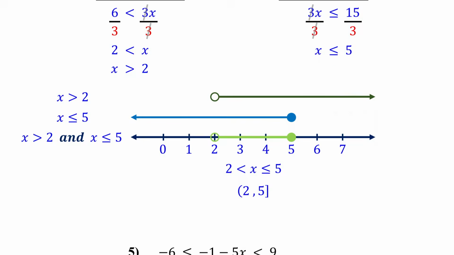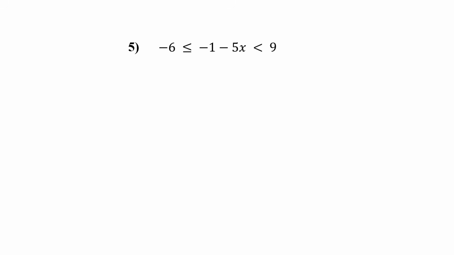Alright, let's keep going. Our next example is another double inequality, but this one is a little tricky. The variable has a negative coefficient. Just like before, our goal is to get x by itself in the middle. And remember, whatever you do to the middle, you must also do to the left and right sides. First, isolate negative 5x by adding 1 to all three parts.